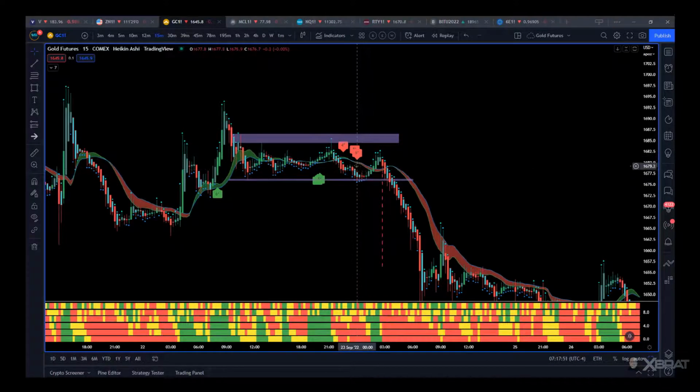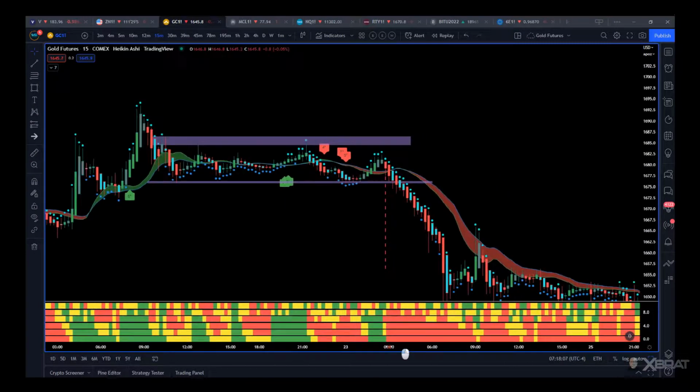So you can see on the 15-minute here, we've got a good touch here with a 6-star sell signal on the xBrat Algo on the 15-minute. We've had some tests up above here, here, and here. So we've defined a range. Now we've had an xBrat Algo 6-star signal here.